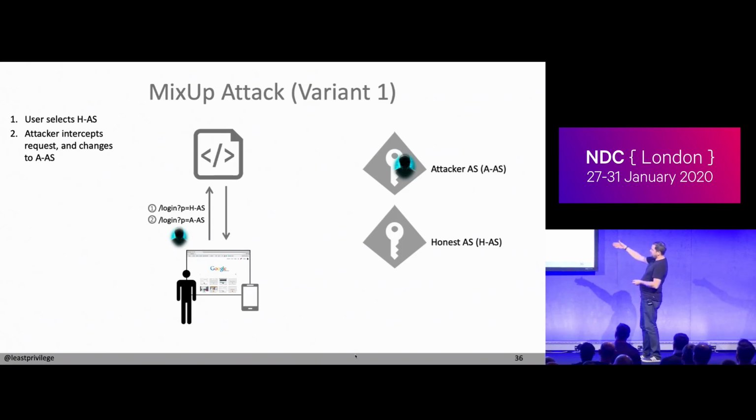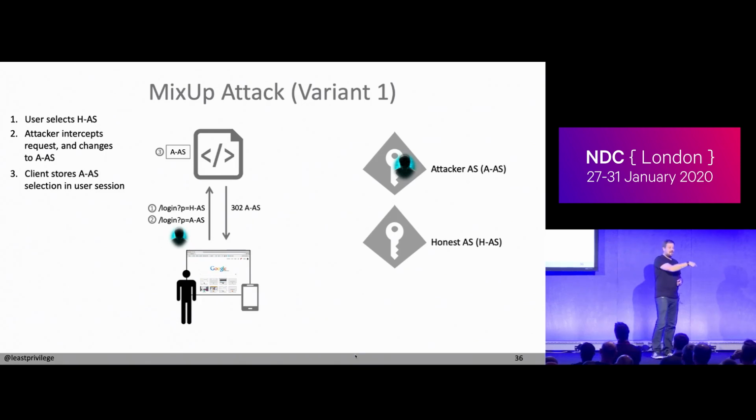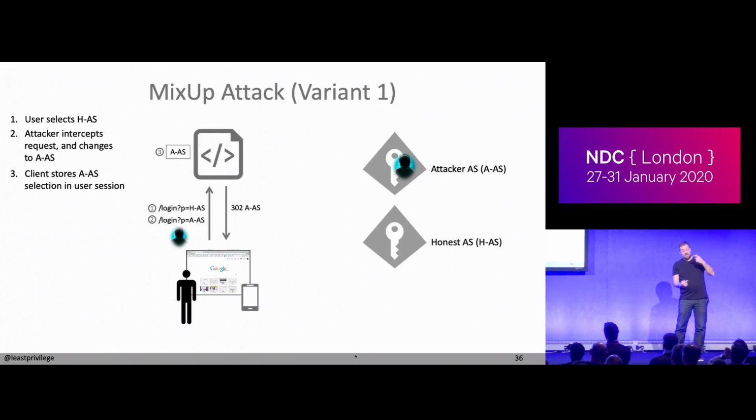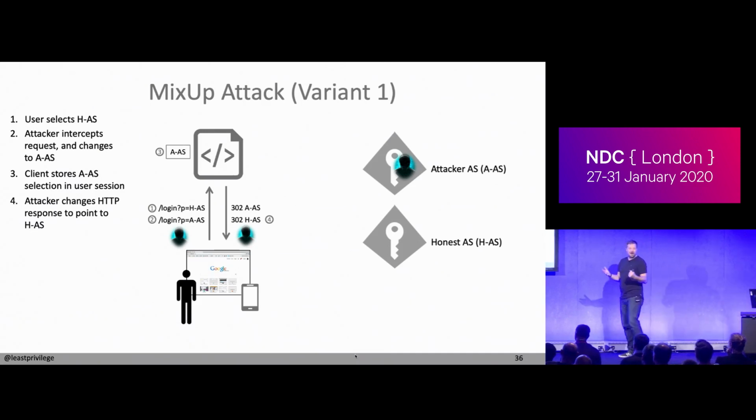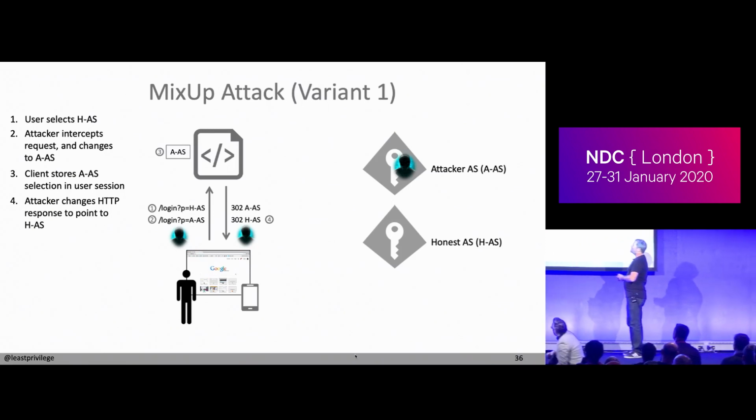So now the client will say, okay, he clicked the attacker STS link, and then we'll send him back a redirect back to the attacker STS. On the way back, the attacker switches that back to do a redirect to the honest STS. Okay, is it already hurting? Yeah, I hope so.